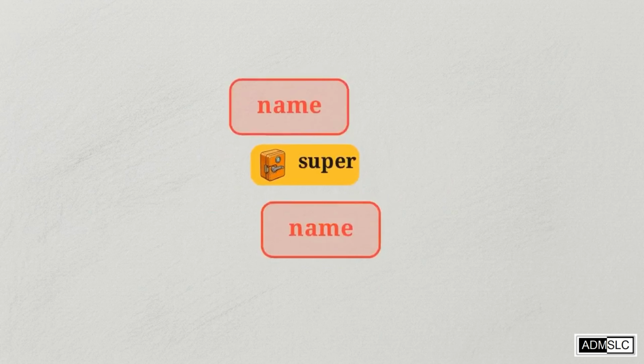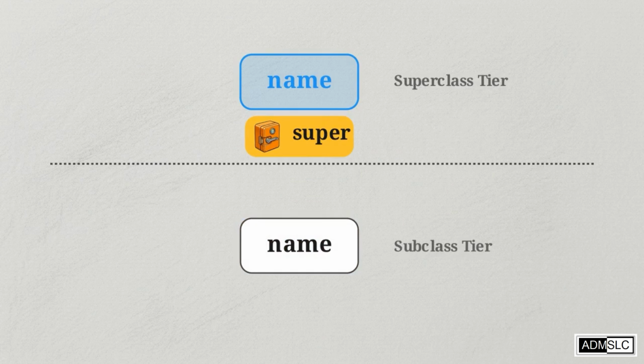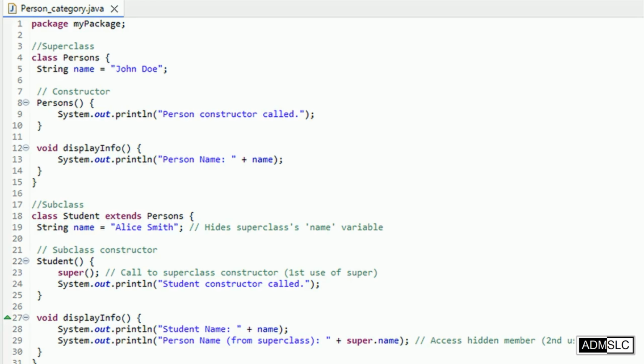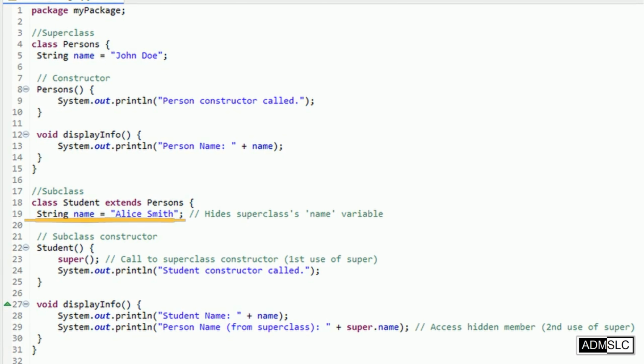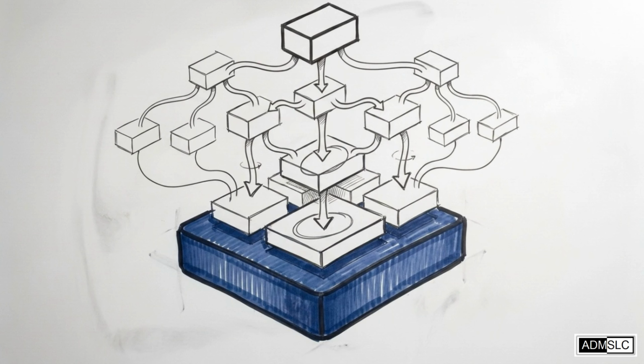It can resolve naming collisions when a subclass hides a parent's variable. Here, parent class Person declares a string called name on line 5. The subclass Student declares an identical variable on line 19. Because the subclass shadows the parent, line 29 uses super.name to bypass local scope and retrieve the hidden parent state. Java enforces this predictable top-down memory initialization to ensure complex objects are built on stable, fully resolved data foundations.